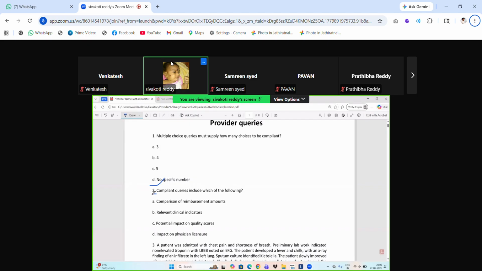Second question: compliant queries include which of the following? While you are raising the compliant query, what do you need to include in that? Relevant clinical indicators. We need to provide clinical indicators.